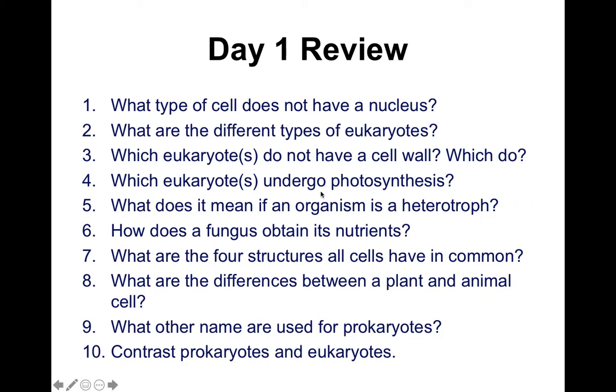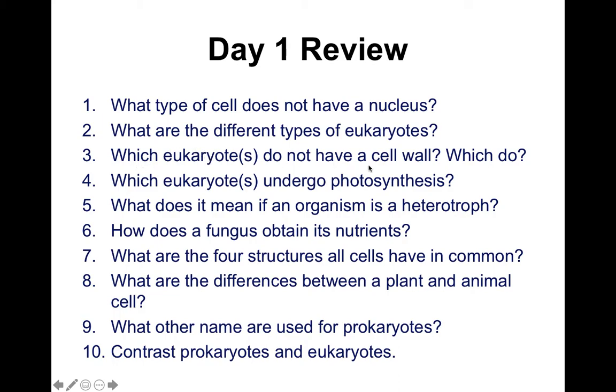So, of course, first off, knowing the difference between a prokaryote and a eukaryote. Prokaryotes do not have a nucleus. What are the different types of eukaryotes? The different types of eukaryotes are going to be your plant, your animal, your fungi, and your protist. We're going to mainly focus on the plant, animal, and fungi. That's where most of those contrasting questions come in at.